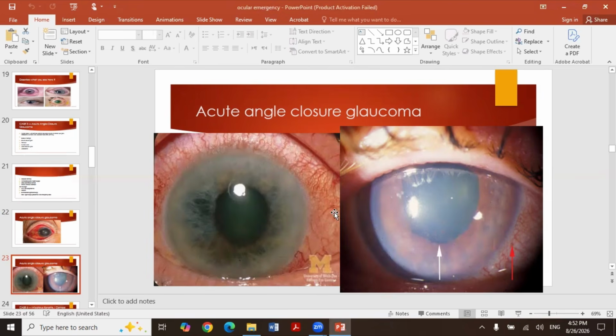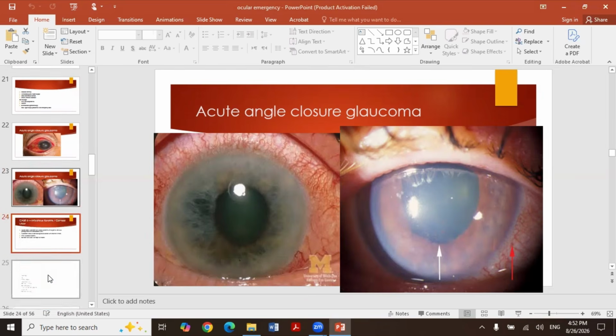The anterior chamber is shallow here, but for the emergency doctor, I will not ask about whether the anterior chamber is shallow or not. It may be difficult for you to know at this stage.